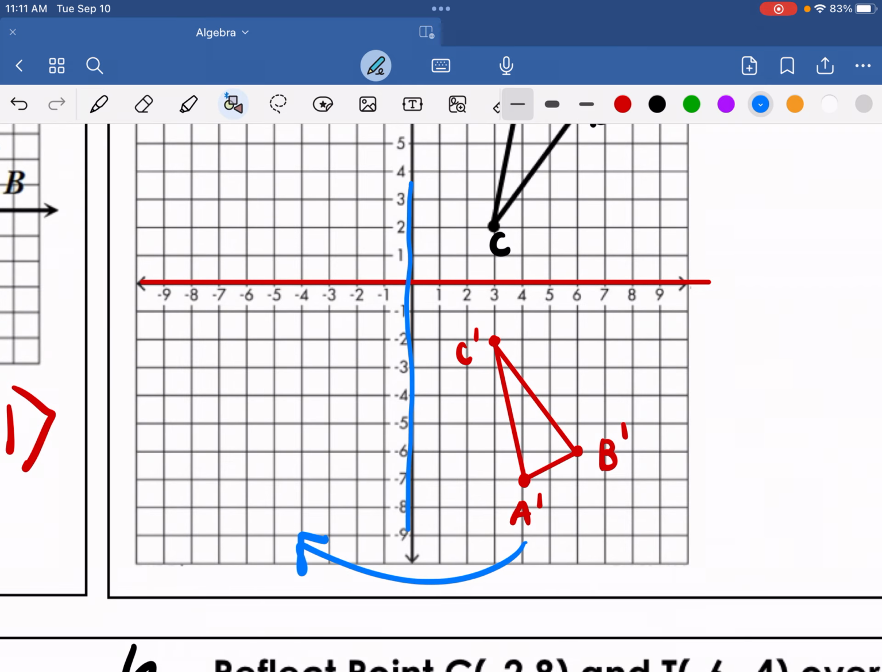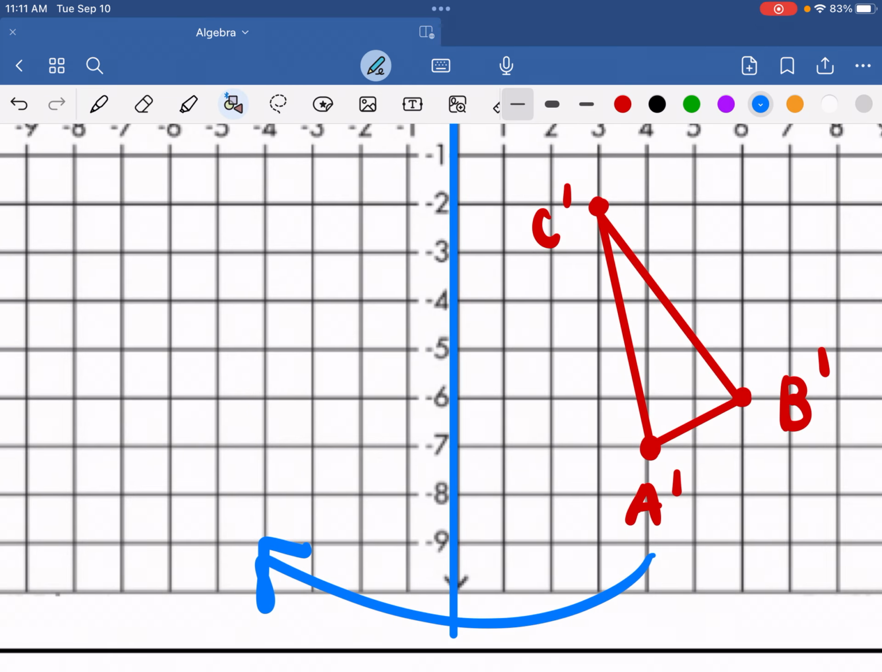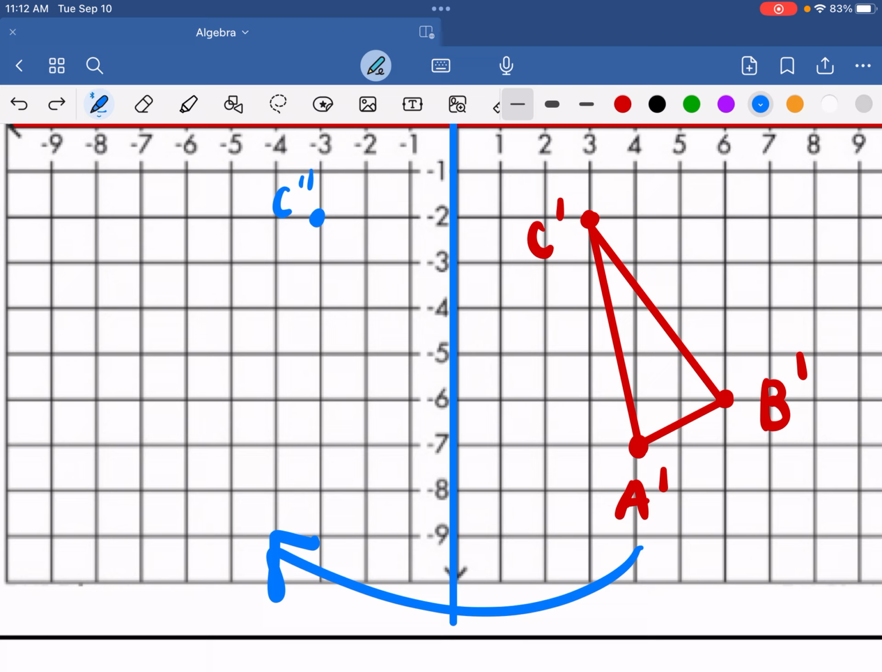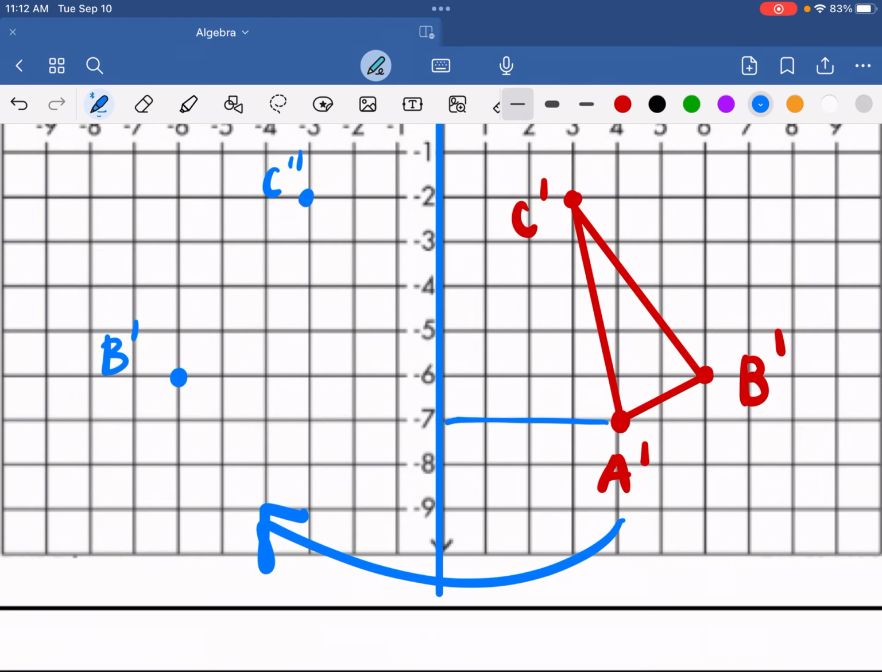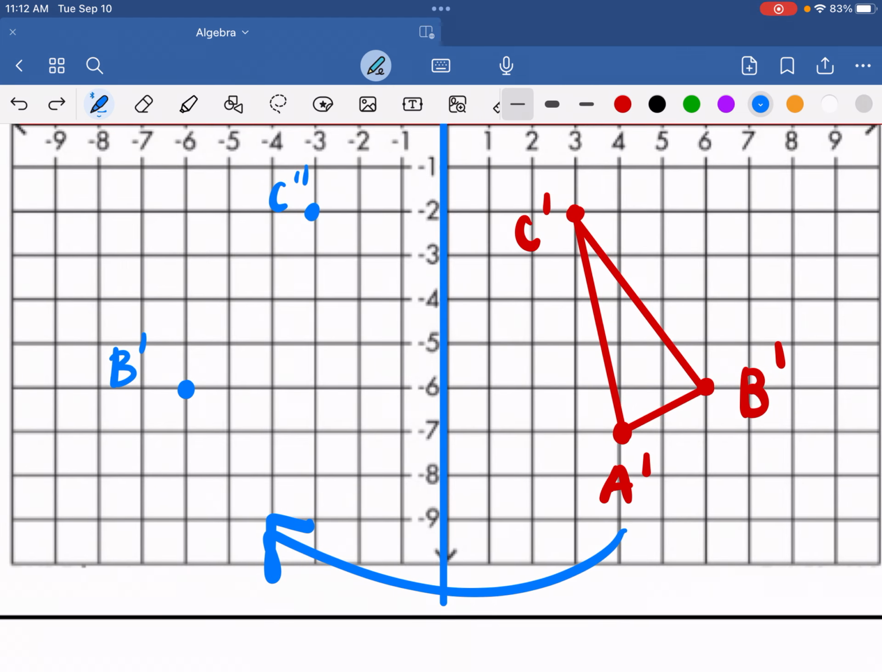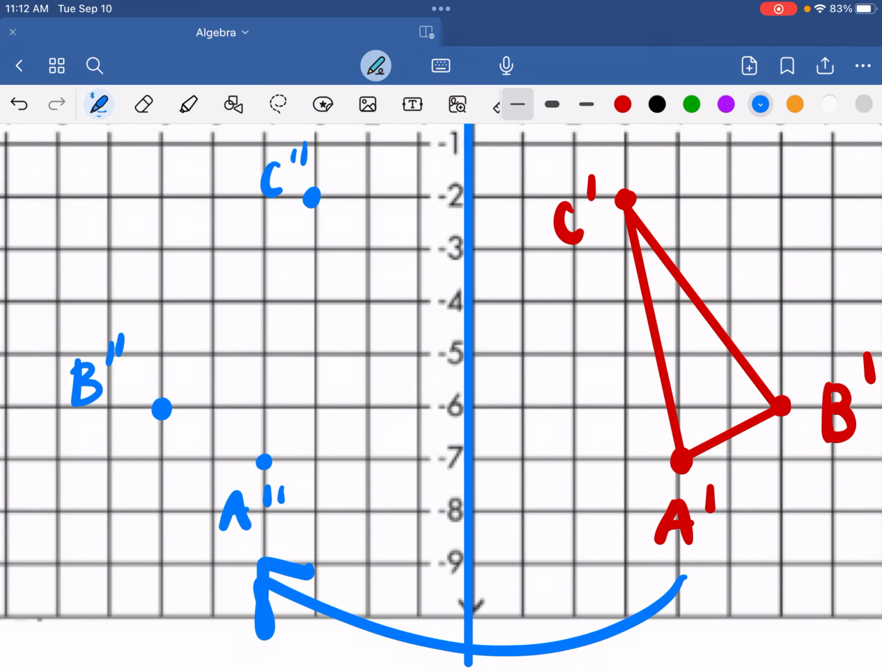If we fold it over the y-axis, it means that now you want to count from C to the line. So it's going to be 1, 2, 3, 3 to the left. So now you start at the line and you go 1, 2, 3. And that's where C double prime is. B is going to be how far to the line? That's 6. So now we're going to do 6 on the left side of the line, B double prime. And A is 4. So now we're going to do 4 on the left side. A double prime.